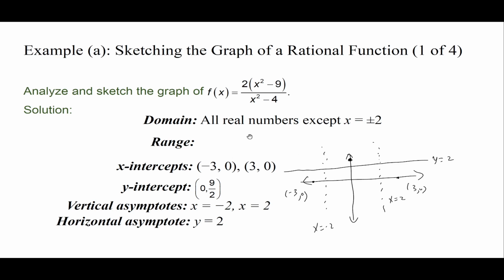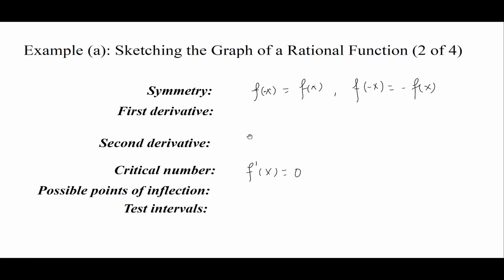So for that, we need to find out more information. We can find symmetricity of this graph by finding f of negative x and comparing with the function itself. If the first thing is true, that means the graph is symmetric with respect to the y-axis. If this second statement is true, then the graph is symmetric with respect to the origin.